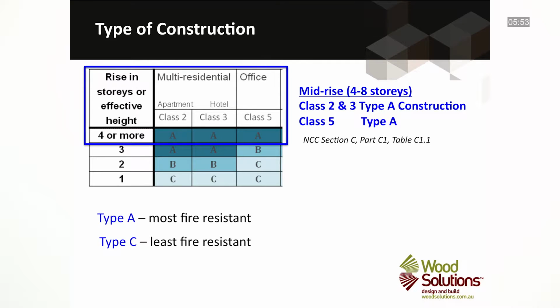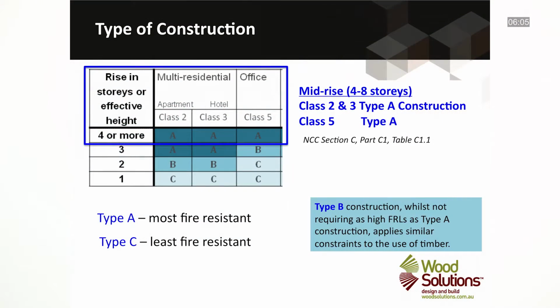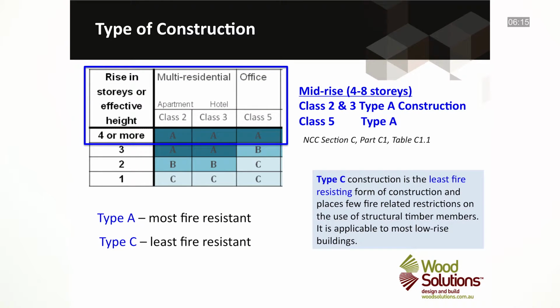of Type A construction. Type A construction is the most fire-resisting form of construction, and the prescriptive solutions within the past versions of the NCC impose severe limitations on the use of timber through the prescription of masonry and concrete construction and non-combustibility requirements for other elements. Type B construction, whilst not requiring as high FRLs as Type A construction, applies similar constraints to the use of timber. Type C construction is the least fire-resisting form of construction and places few fire-related restrictions on the use of structural timber members. It is applicable to most low-rise buildings.